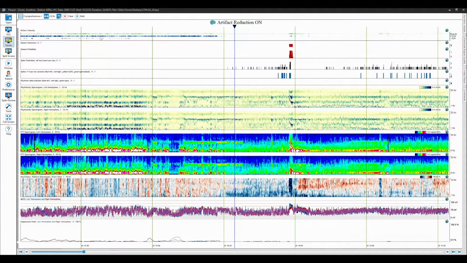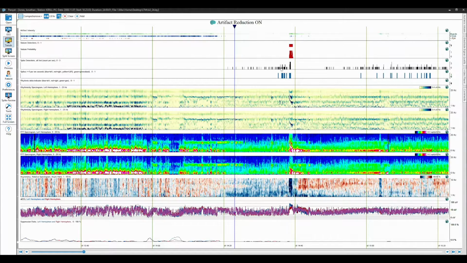And if we look at the top of the screen at the artifact intensity, we see that the artifact starts to drop off. This patient is getting drowsy and falling asleep. And then we start to get some spikes. The spike intensity is increasing, as you can see in the spike rate trend.